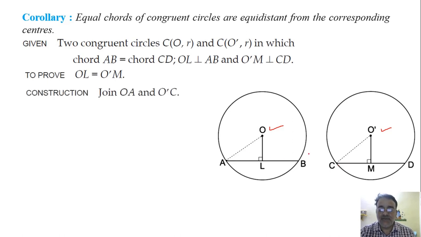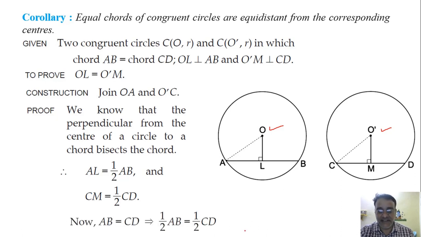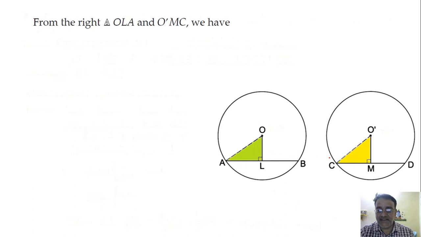Now we'll take these two triangles, but before that, the same thing we used there: the perpendicular drawn from the center to a chord bisects the chord. So AL is equal to half of AB, CM is equal to half of CD. Same step. AB is equal to CD, it is given. So half of AB will be equal to half of CD, and this will imply AL is equal to CM.